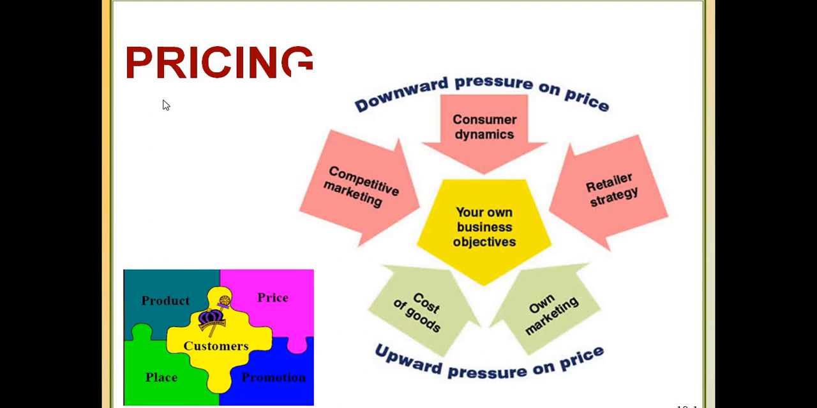When I shared this content with you, I raised a very basic question with all of you: why do you think pricing is different from the rest of the four P's, product, place, and promotion? The only reason that makes price different from the other P's is that it's the only P that generates revenue. Product is a cost, place is a cost, promotion is a cost, but price is the only P that generates revenue for the companies. So that makes it very critical for companies to set a price which is going to help them sustain in the market for a long period of time.